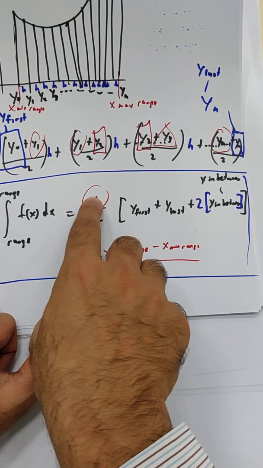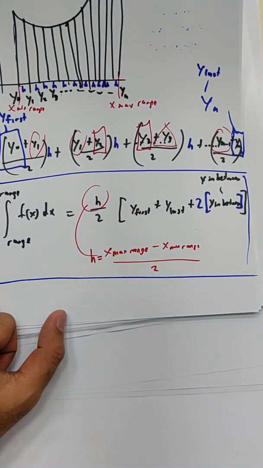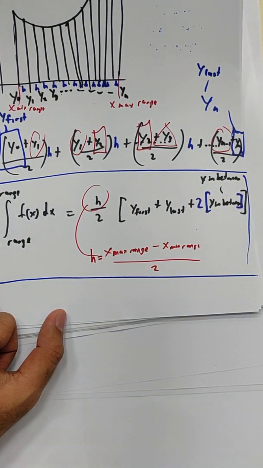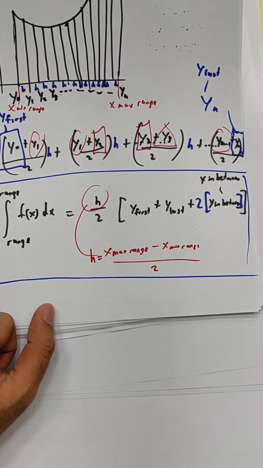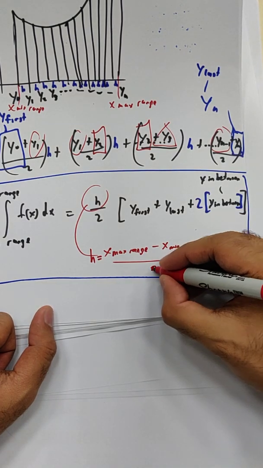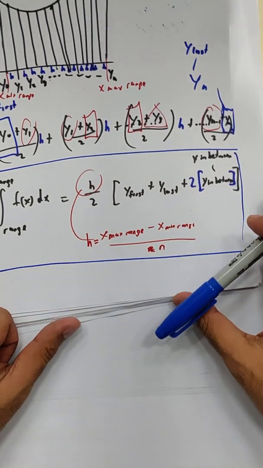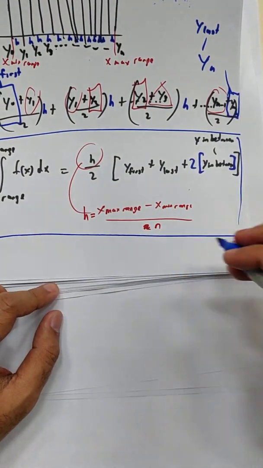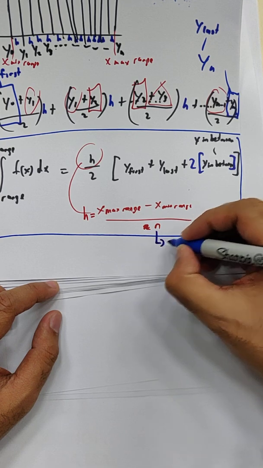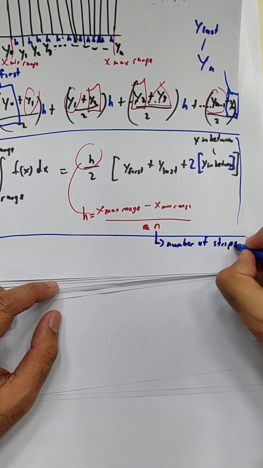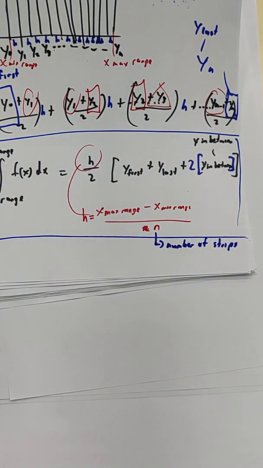Sir, why don't you put this over here, sir? Why do we make it into one long paragraph? Well, sometimes h is given. Okay, so let's have a look. Sorry, this is N, where N is actually the number of strips. What do you mean by strips, sir?